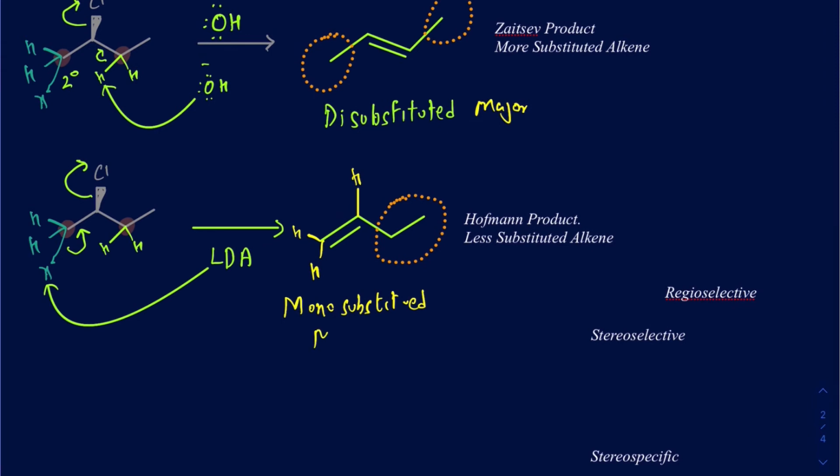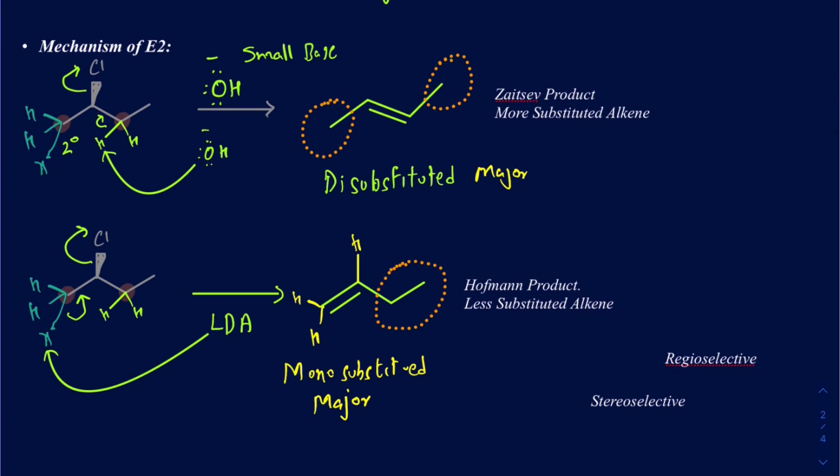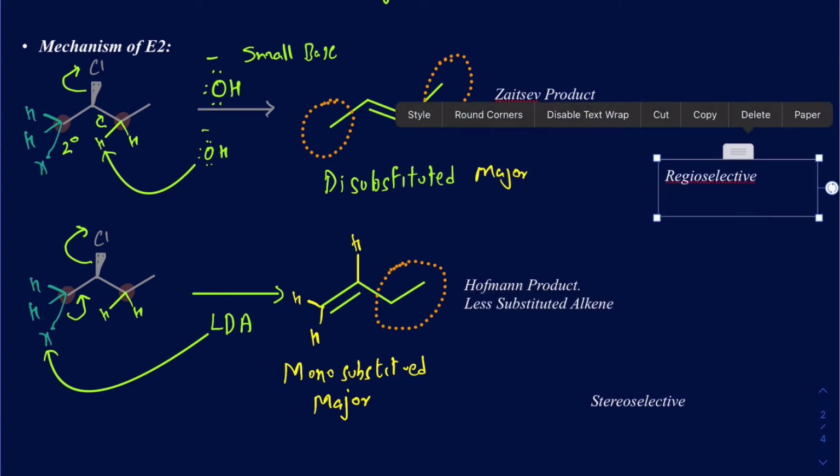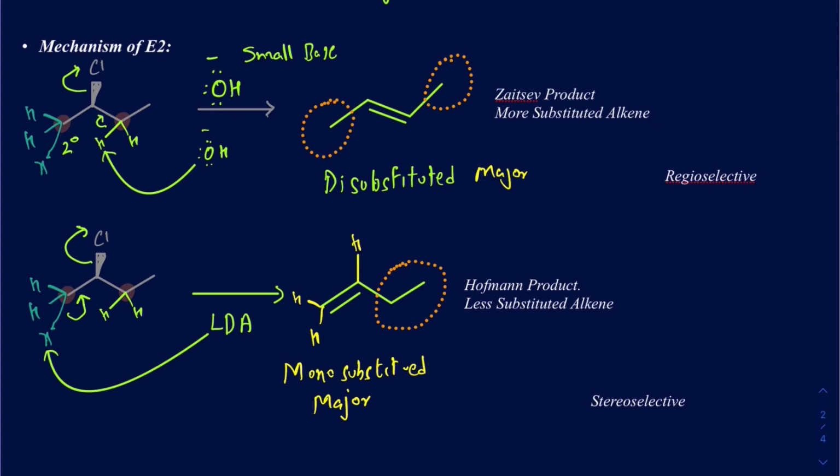And when you're using a bulkier base, this less substituted product is going to be the major, and your other product is going to be the minor. So when you have a possibility of making two different types of products, but based on the type of base you're using, you make only one of them to be the major and the other one to be the minor, that's going to be called the regioselectivity of these reactions. So what type of constitutional isomers you're going to be getting is going to be dependent on what type of base you're going to be using in this particular case. So that's going to be your regioselectivity of this E2 mechanism.